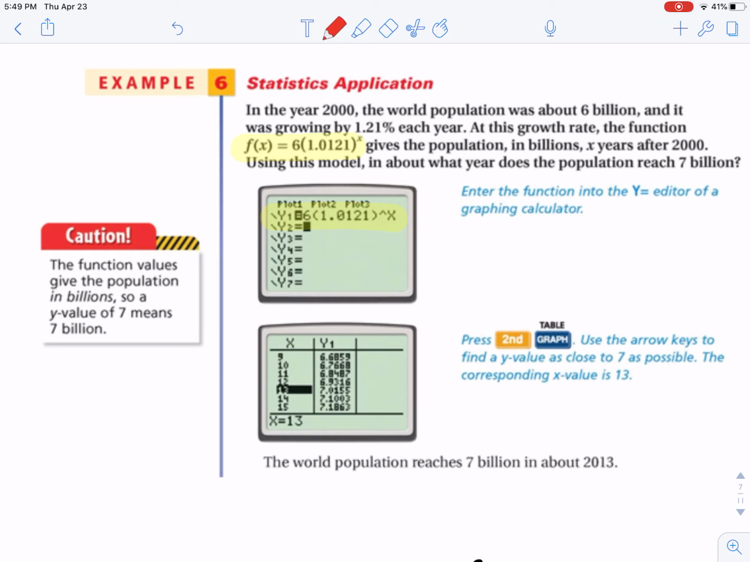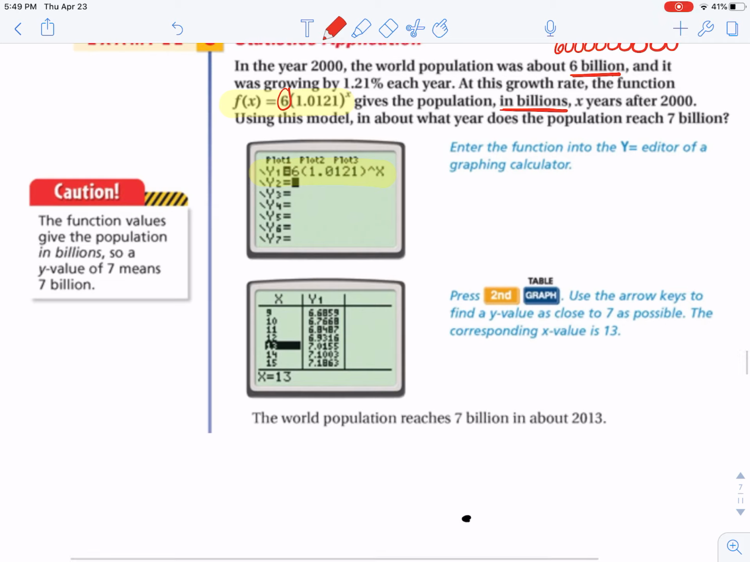Notice also that they used 6, even though it says 6 billion, and that's because they didn't want to put that many zeros. Because if you were to type this into the calculator, 6, how many? I need 9 zeros. 1, 2, 3, 4, 5, 6, 7, 8. One more. Typing that in the calculator, it's just too big of a number for the calculator to handle. So they just put it in billions, made it easy for me. Now, when I go to the table, I need to get as close as I can to 7 billion. So what they did is they scrolled down.